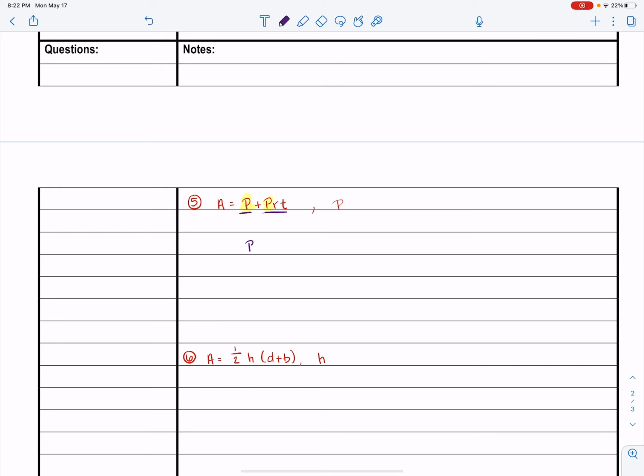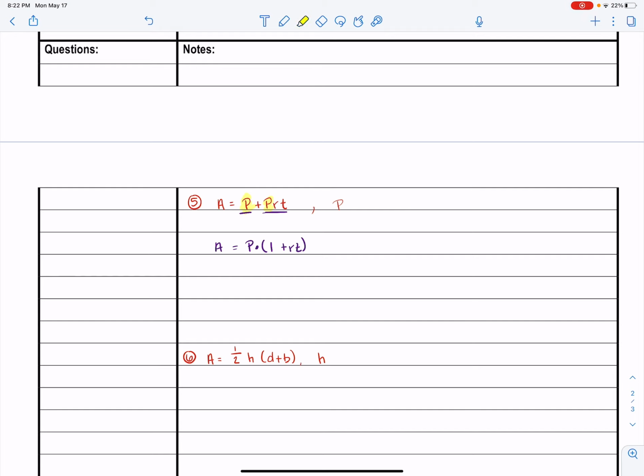Both of those terms have a p, so I can take the p out by dividing and write down what's left over. So p divided by p is just one whole. PRT divided by p is RT equals A. Now, all of this 1 plus RT is being multiplied to the p.